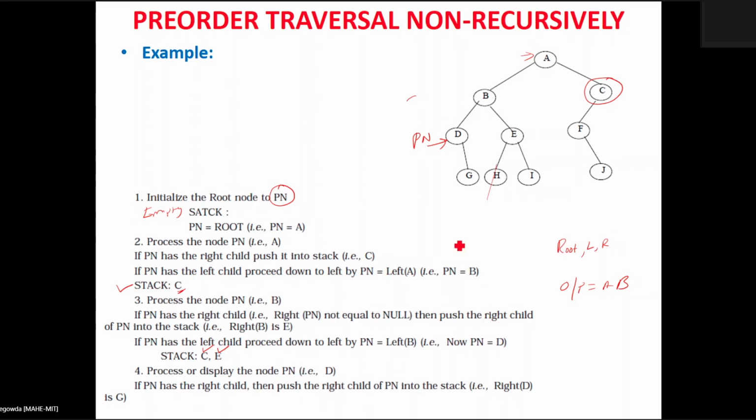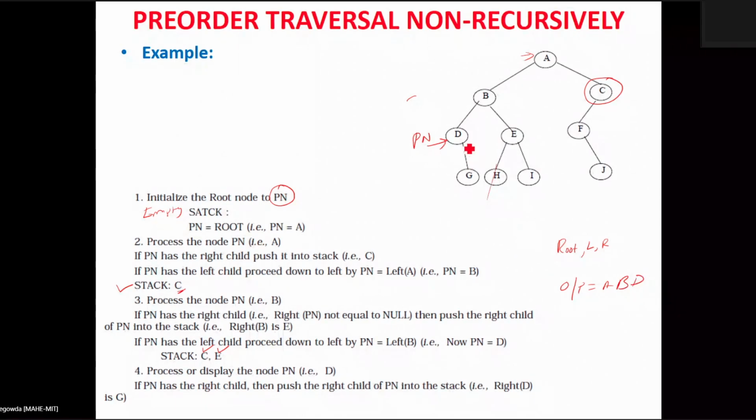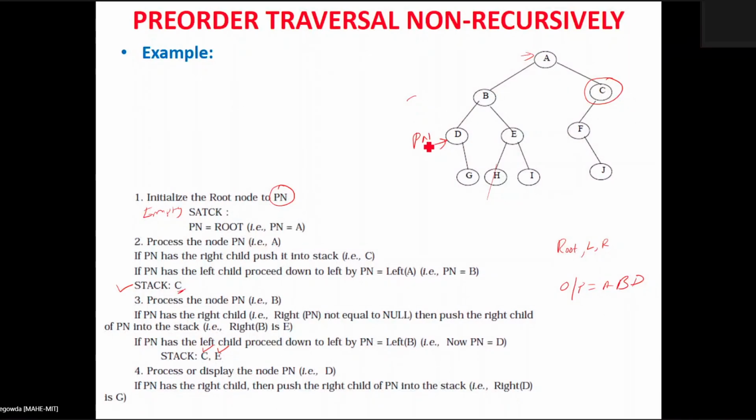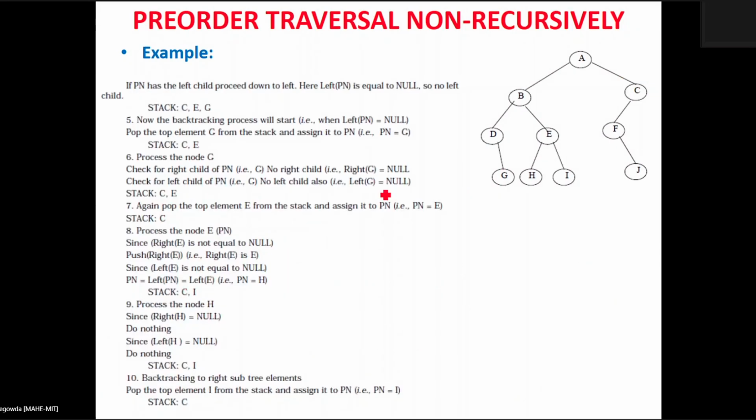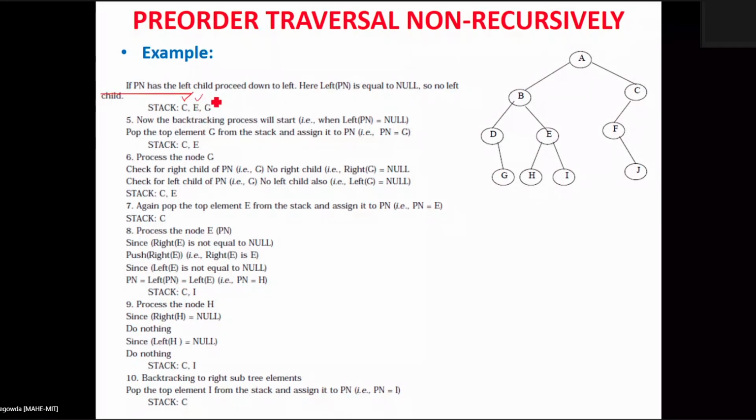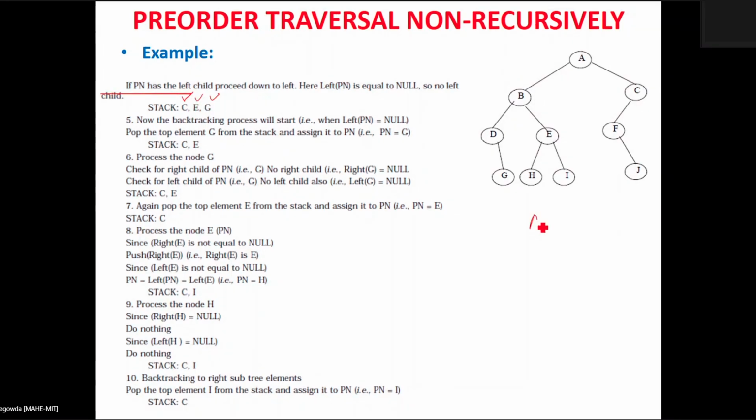Now process or display the node. This is the root node. You process it so that the output will be D now. Now we have to check whether the Pn has a right child or not. Yes, Pn has a right child, so you need to push the address of this G onto the stack. After that, my stack will hold the addresses of C, E, as well as G. My output will be A, B, D right now.